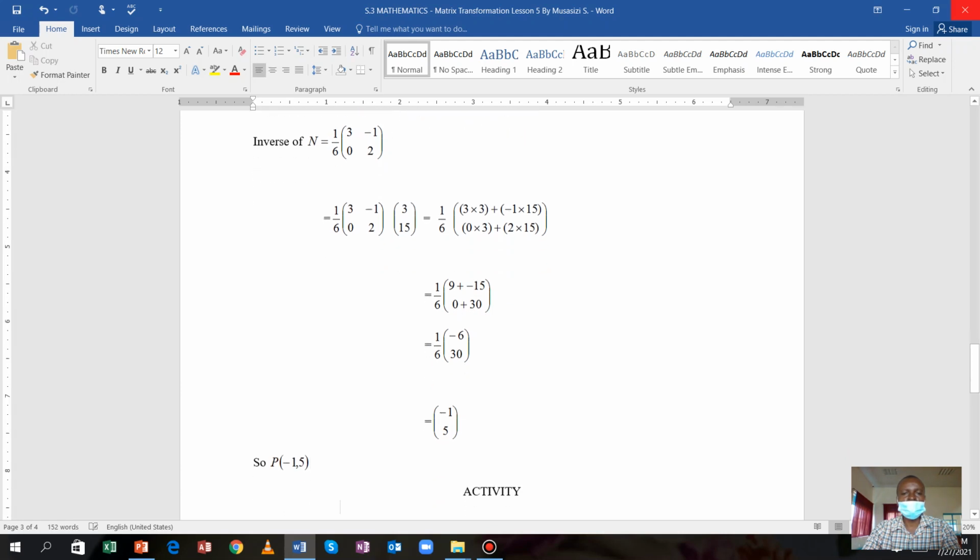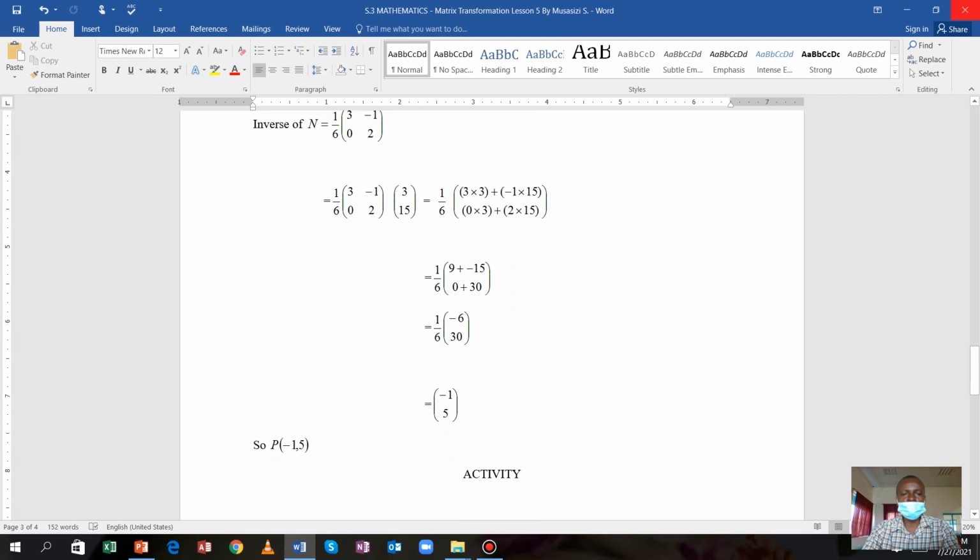But remember, they want the object point. So it was P. The answer is a matter of writing the column vector negative 1, 5 as a coordinate, and it becomes P (negative 1, 5). And we shall have got the object point.